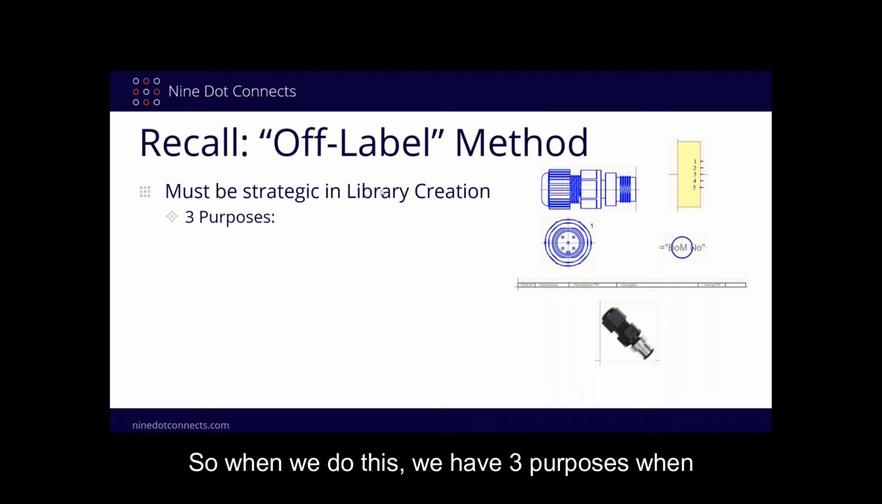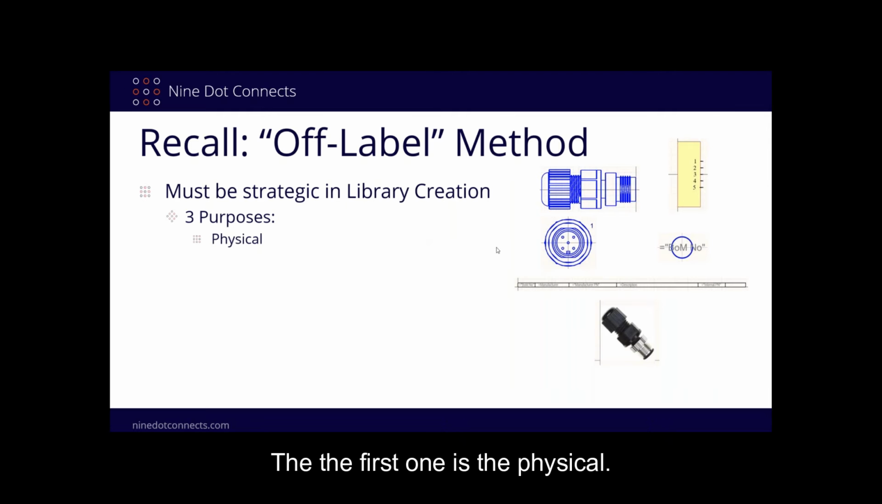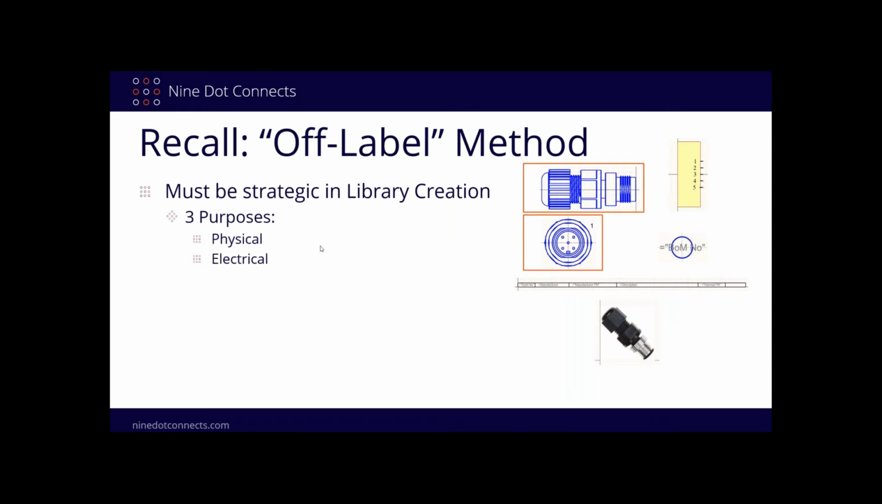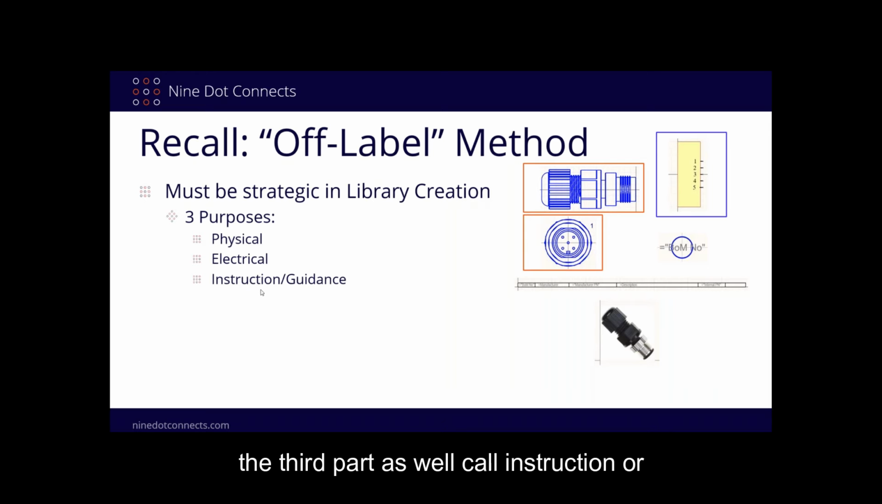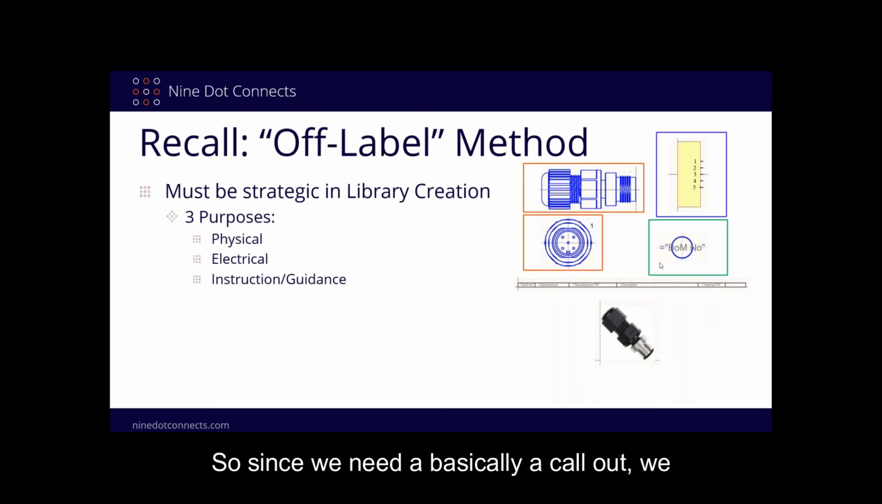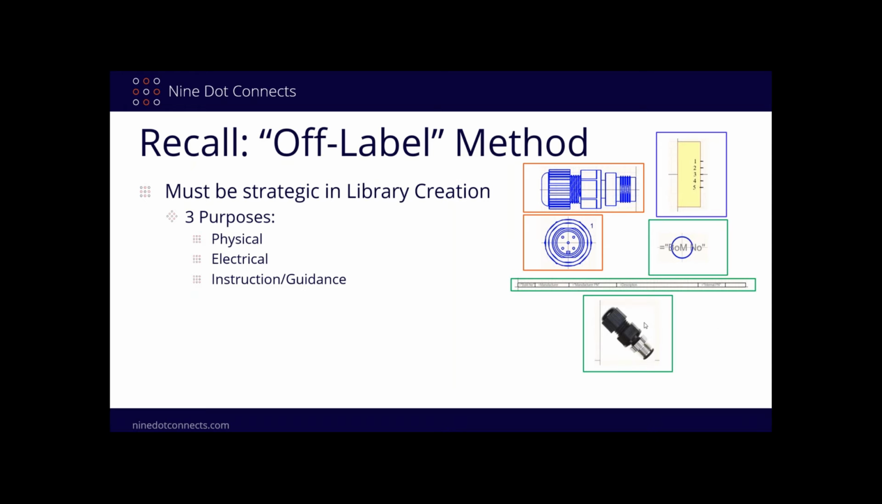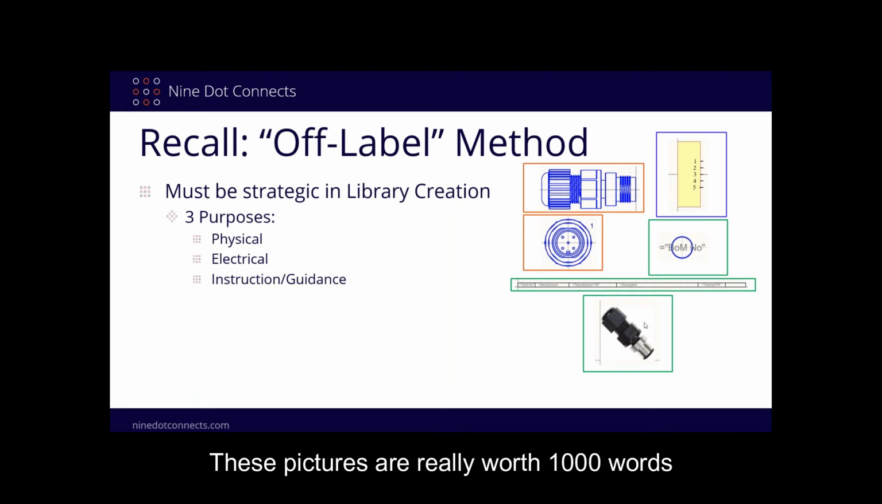So when we do this, we have three purposes when we create this. The first one is the physical. So these are the physical representations. And I am throwing the term physical and mechanical around kind of loosely, they mean one and the same thing for our purposes here. The second part is the electrical. So if we want to set up our wiring diagram, there it is. The third part is what we'll call instruction or guidance. So since we need basically a call out, we add that into the part. And we also add in the line item here. So you can see this is where we can just drop in, so we can add it to the bill of materials on the schematic document. And lastly, we have a really nice picture too. And I'm going to tell you something, these pictures are really worth 1,000 words for the assembler.